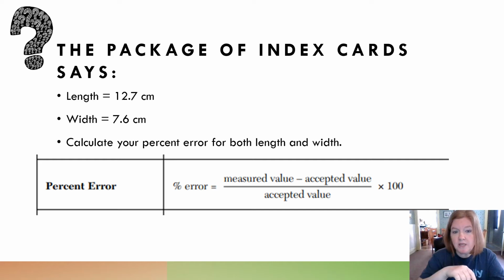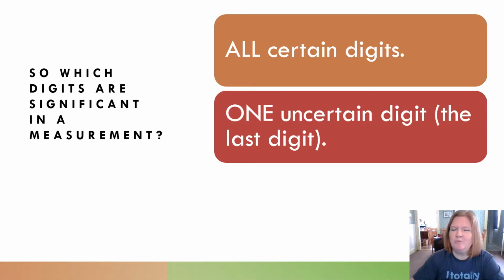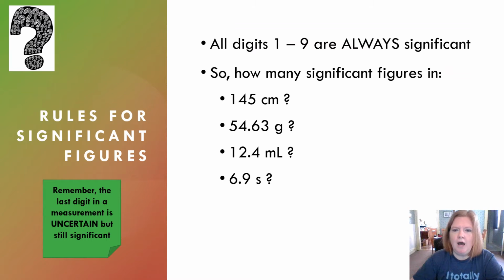Now I want you to calculate the percent error for the length and width that you just figured out. This ties to a previous lesson, but also discusses measurements and what uncertainty means. So what do I mean by uncertain? Which digits are significant in a measurement? All of the certain digits and one uncertain digit. How do you remember it? It's literally the last digit. I'm going to give you some examples of that later in this PowerPoint, and then hopefully it'll make more sense. Remember, the last digit in a measurement is uncertain, but it's still significant.